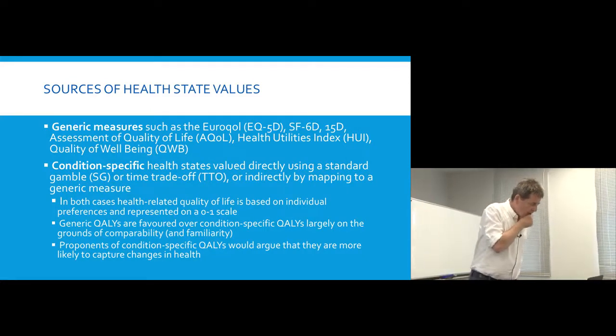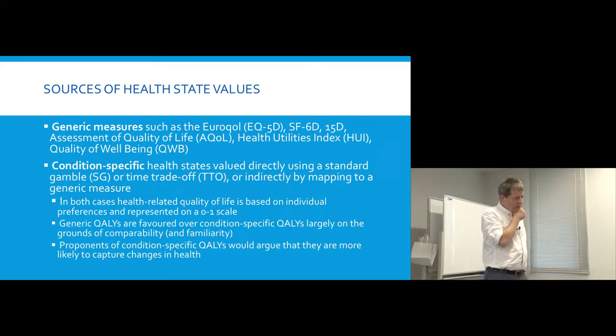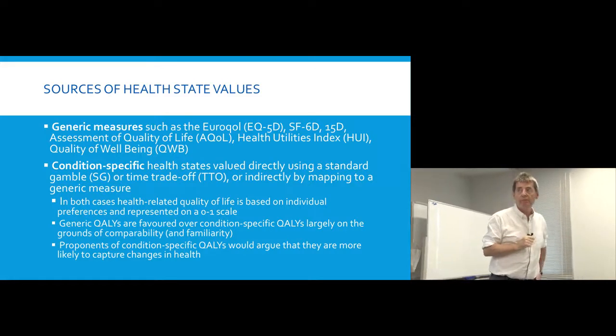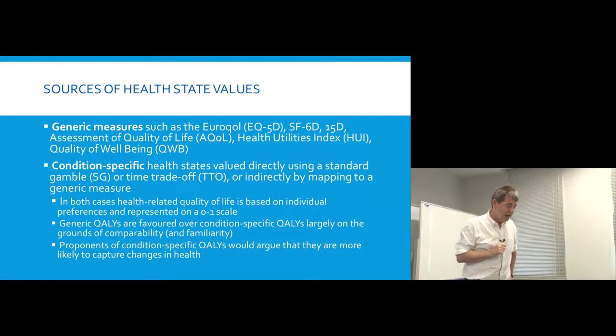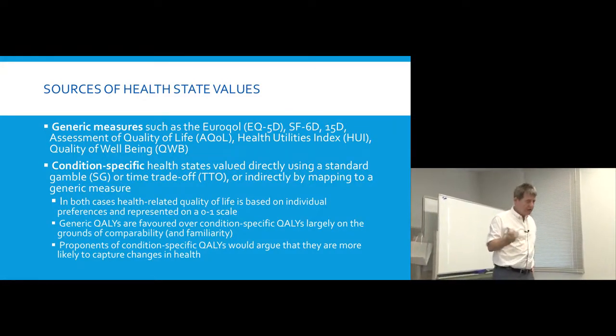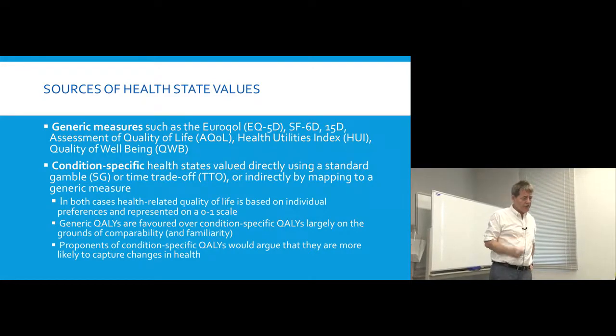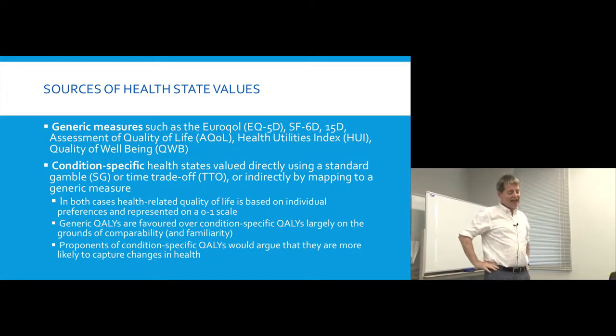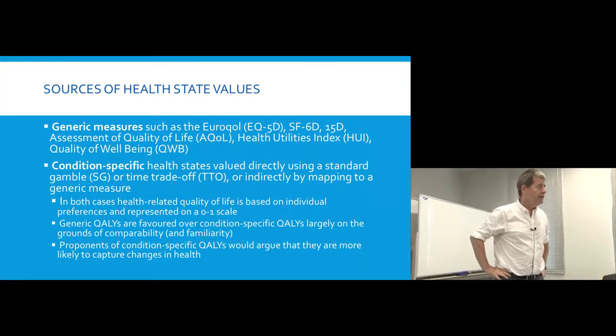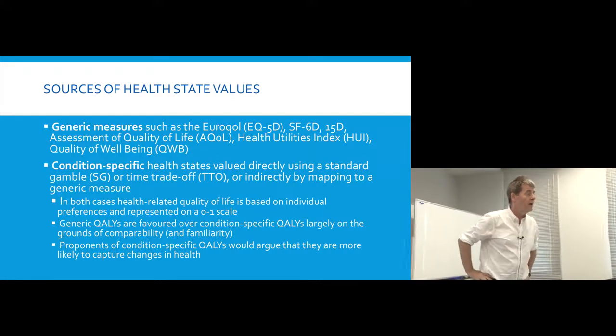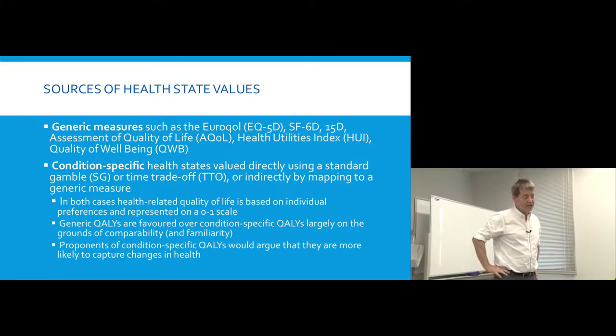There are two sources of health state values. There's generic measures and there's condition-specific health states. The generic measures include such things as the EQ5D I've just mentioned. You might sometimes come across the SF6D. The SF stands for short form. The 6D is 6 dimensions.